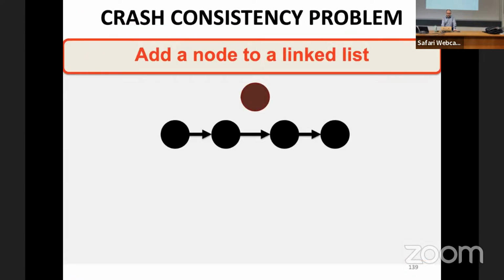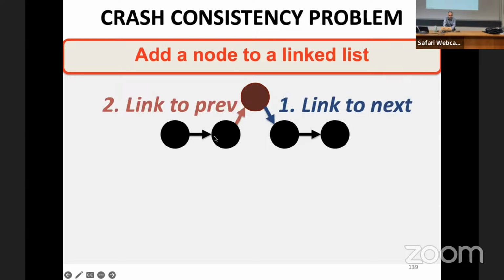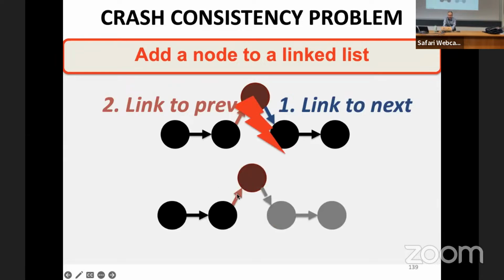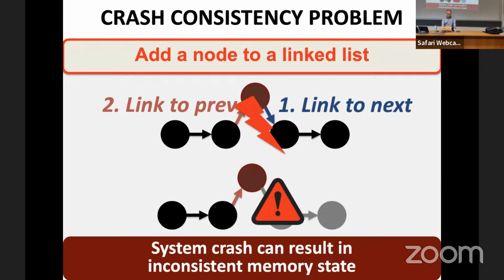This is an example of the crash consistency problem, which is actually quite well known. You want to, for example, add a node to a linked list. There is a link to the next node and also a link to the previous node, right? You always want to do it in an atomic manner, because if you don't and a crash happens, you may end up with a linked list where the connection to the previous node is there, but the connection to the next is not. Then your linked list is essentially broken. That's a known problem and causes an inconsistent memory state.